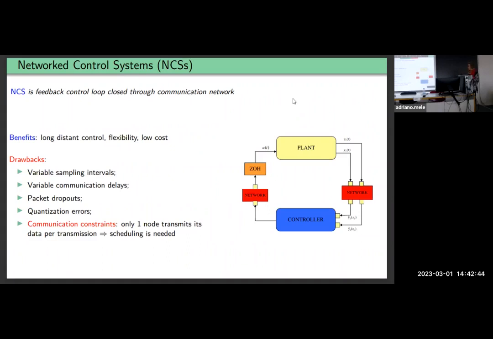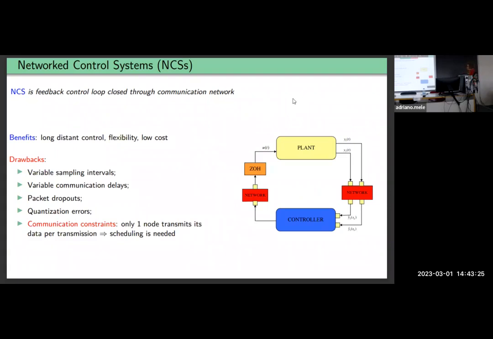And what was very interesting in this framework, communication constraints. What does it mean? You may have, for instance, several measurements from several nodes, and you are using the same network, and you cannot send too much information, and so only one of these measurements per transmission will be transmitted. How to choose?